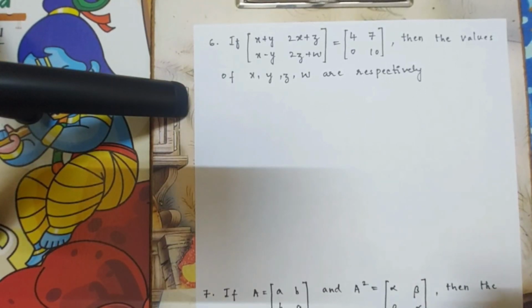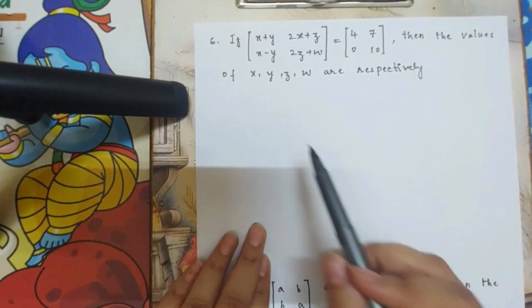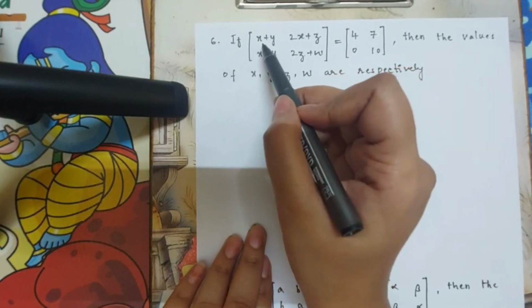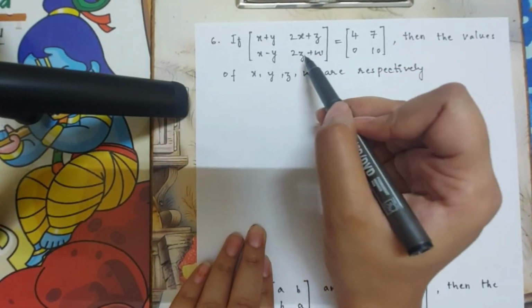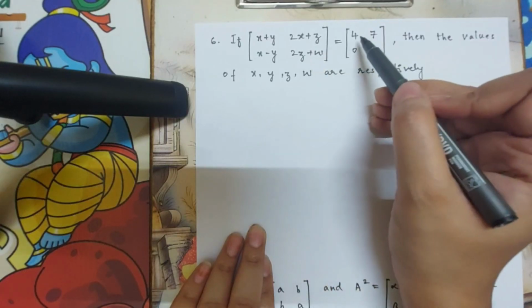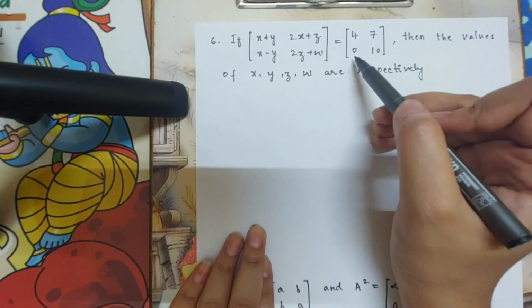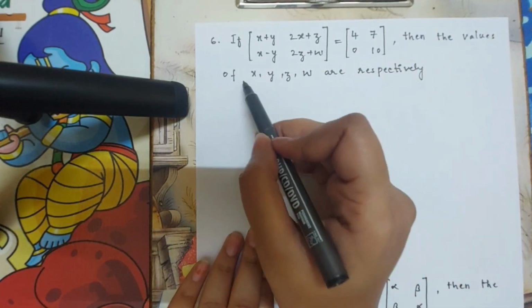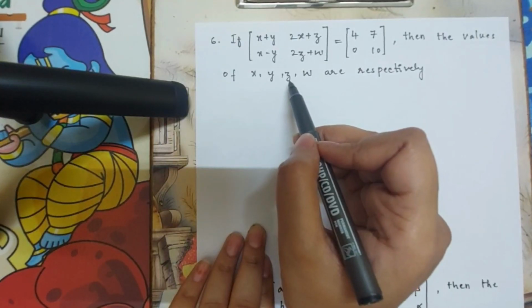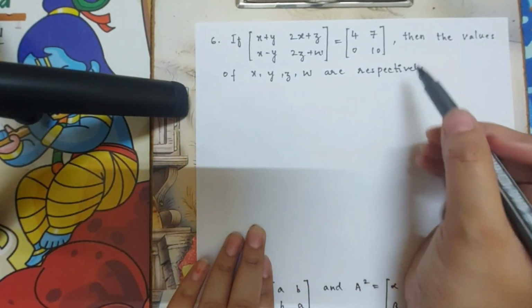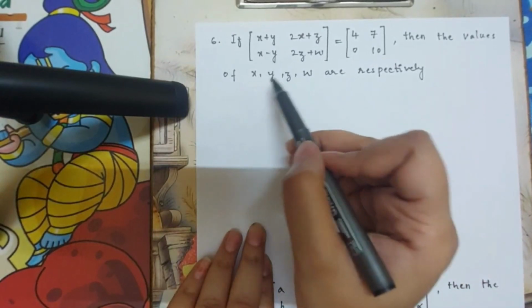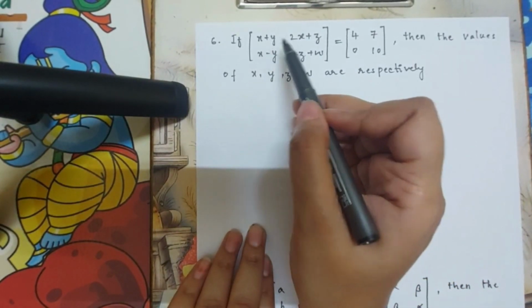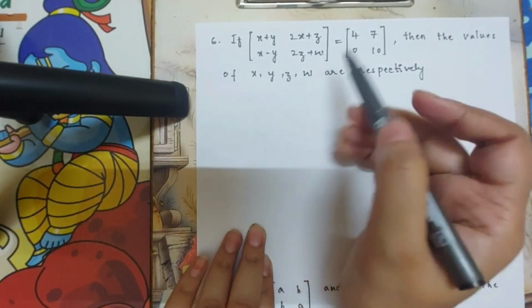Now let us move on to the next question. What is given in the next question? If the matrix [x+y, 2x+z; x-y, 2z+w] is equal to [4, 7; 10, 10], then the values of x, y, z and w are respectively. So in this question we are supposed to find the value of each and every variable we have, that is x, y, z and w.